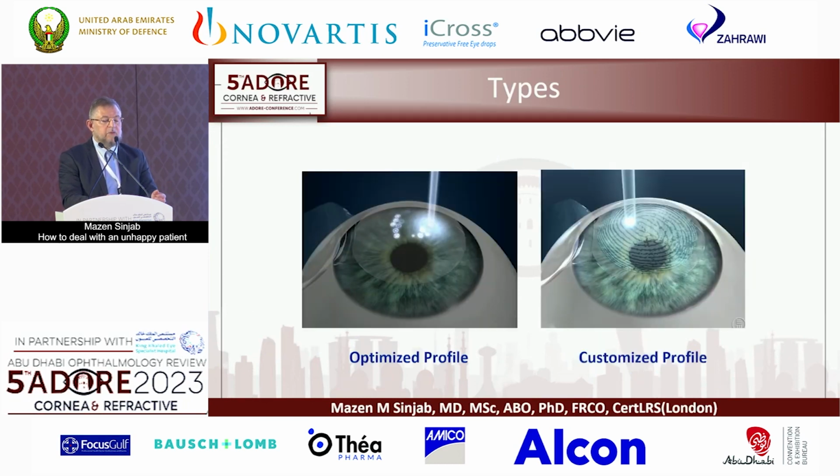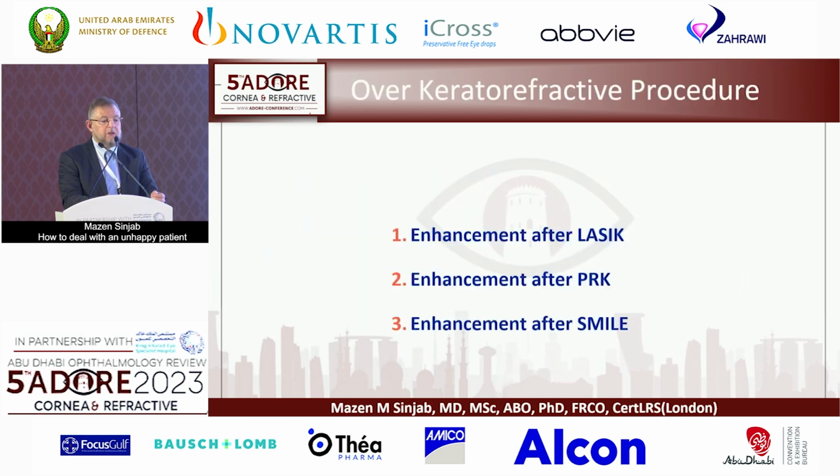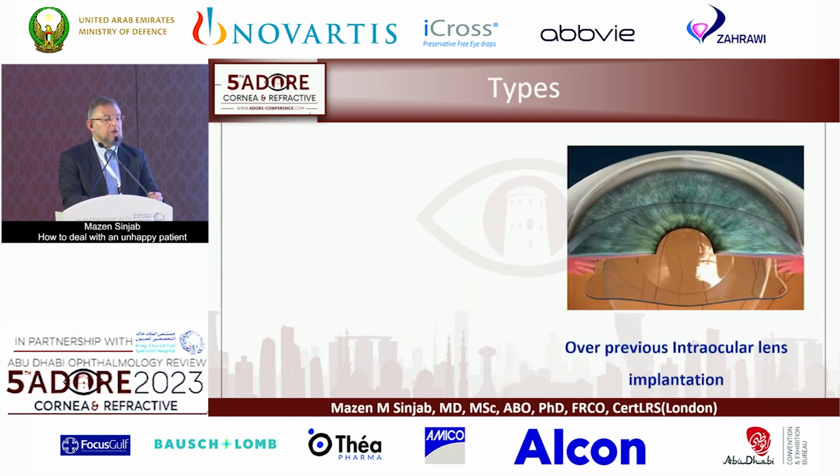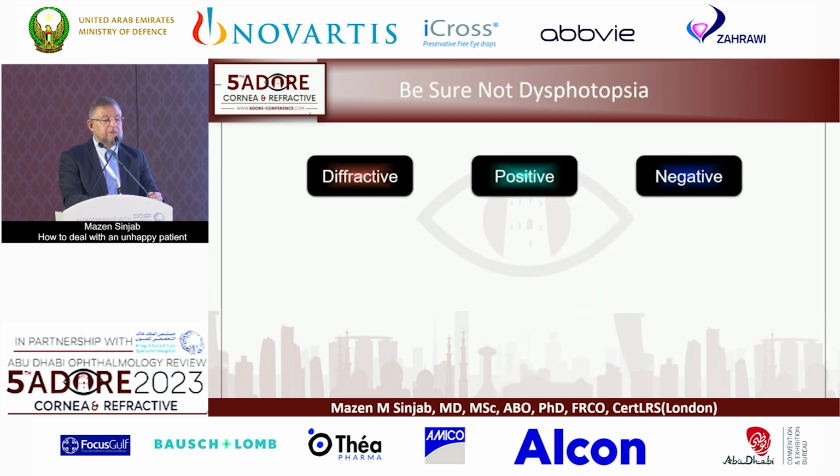So the ablation can be optimized, customized, and of course there are several types of enhancement after LASIK, after PRK, and after SMILE. But precautions for the haze, scarring, epithelial ingrowth, and refractive instability and ectasia, of course. Over previous intraocular lens implantation, first, before you do this, differentiate between the refractive error and the dysphotopsia that the patient may suffer from. And of course, there are 3 types of dysphotopsia: the diffractive, the positive, and the negative.